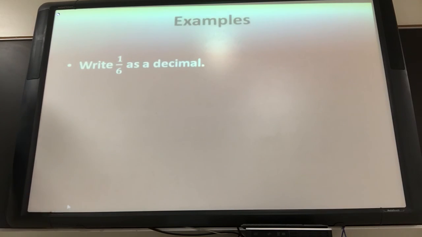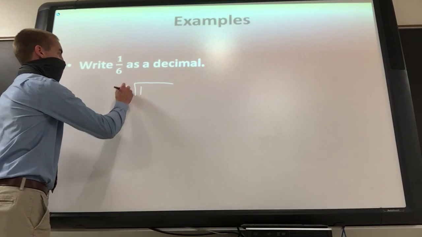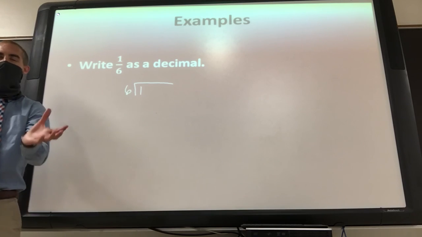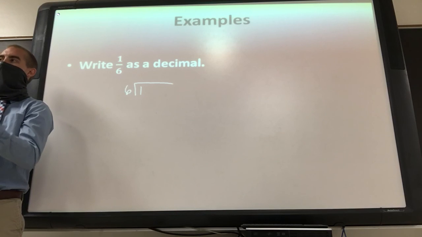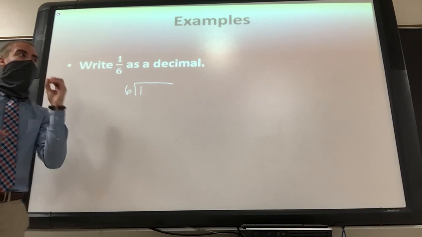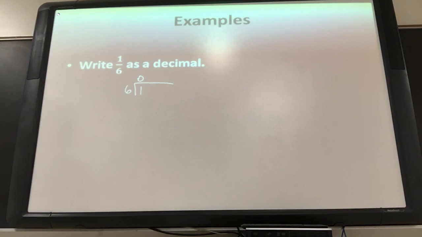Alright, so let's look at our first example here. Write 1/6 as a decimal. So we're going to take 1, put that on the inside, and 6 is going to go on the outside. Okay, 6 does not go into 1. Or I guess we could think about it this way. How many times does 6 go into 1? 0 times. So make sure that you put the 0 over the 1. That way we just stay organized. We don't get out of order. It's going to make more sense.